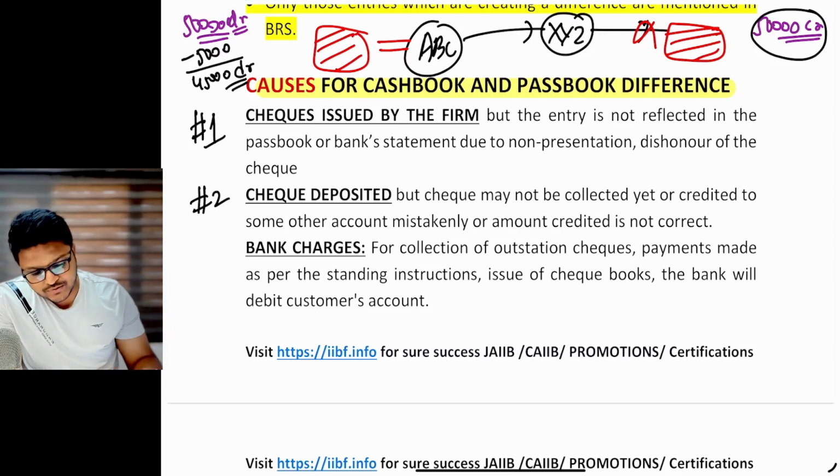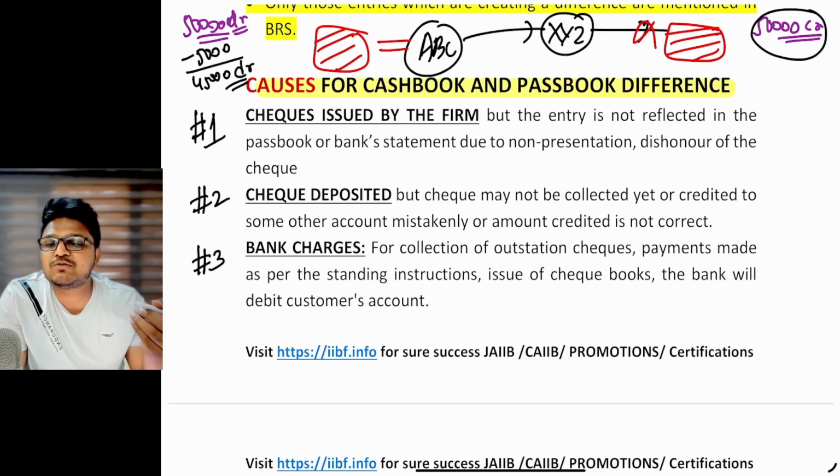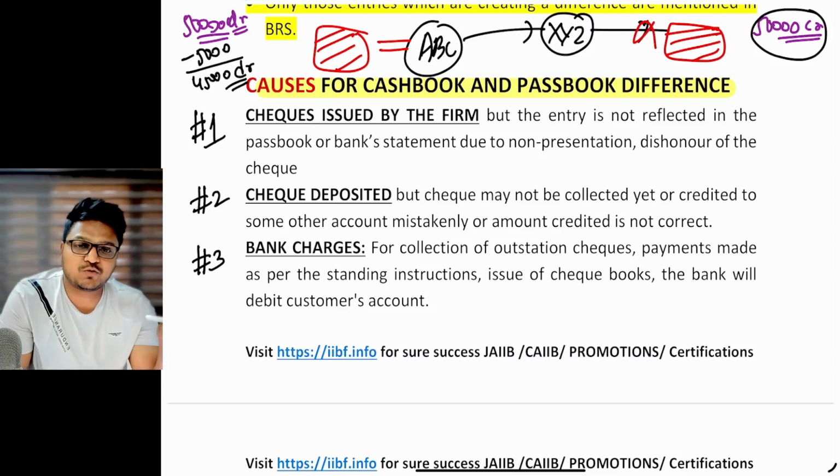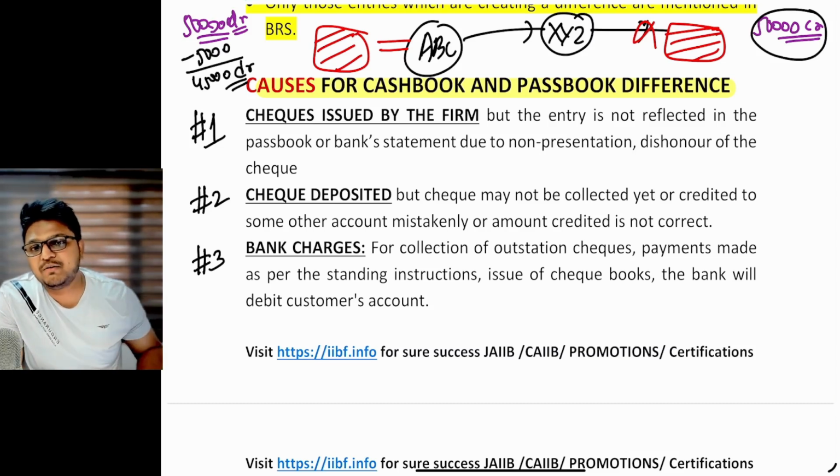And also the third scenario, it may be related to the bank having deducted some charges. Let's say there was some outstation check or ATM charges or any other charges which were deducted from your account and you're not aware of it. So those charges are not reflecting in your cash book but are reflecting on your passbook. So there may be a difference between the same, right?